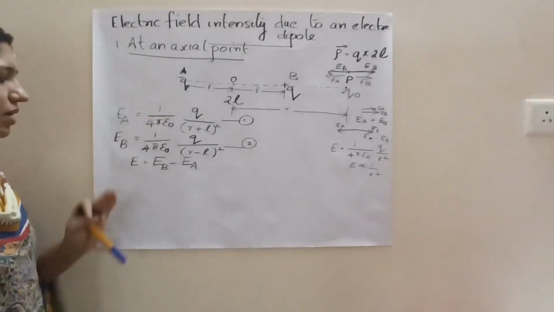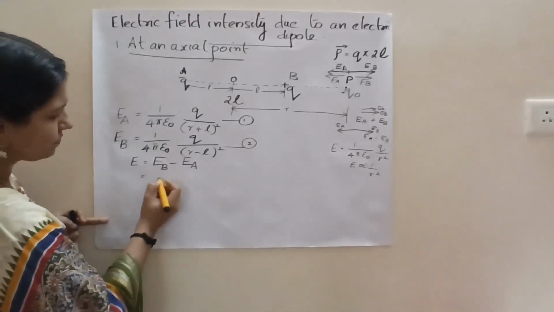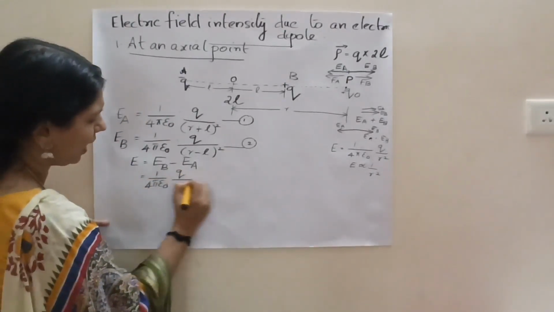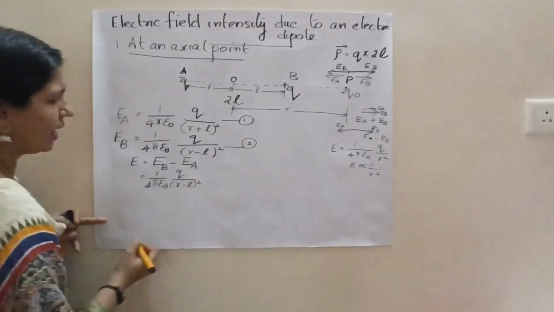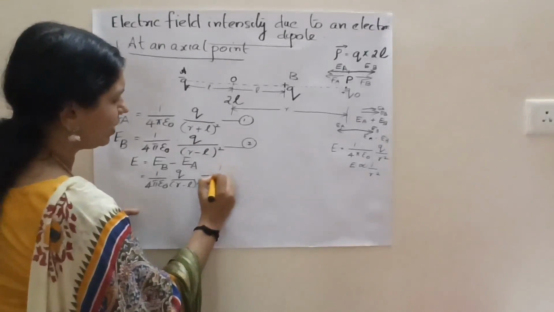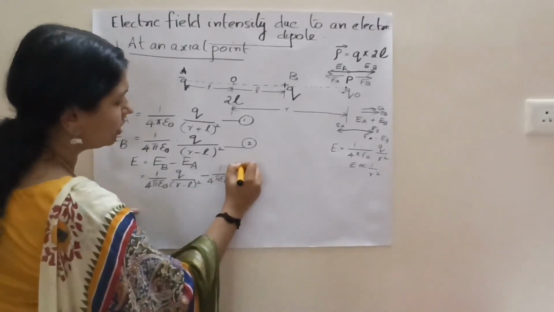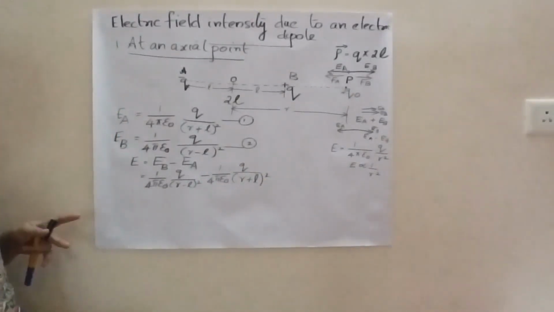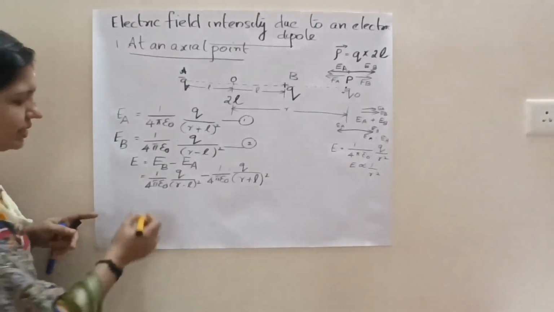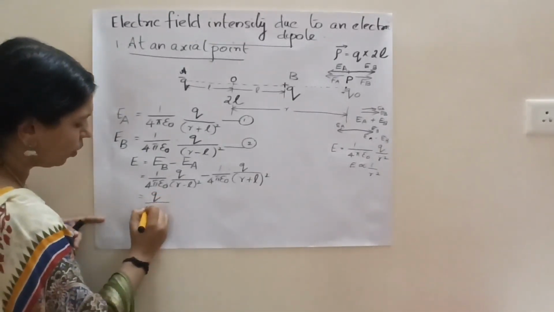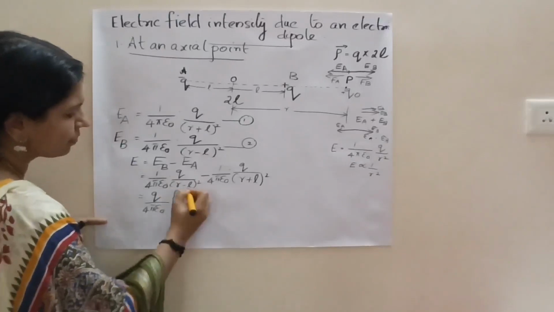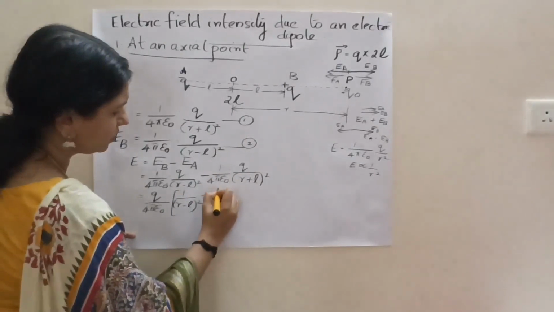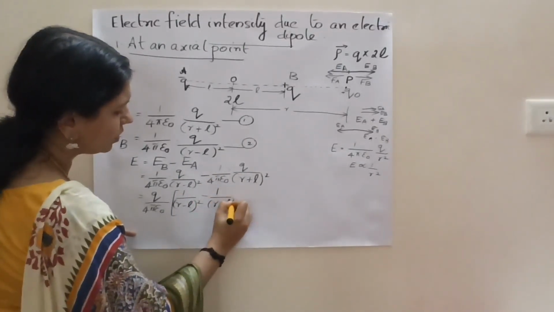So I am just copying the equations here. Please listen. 1 by 4 pi epsilon naught Q by R minus L the whole square minus 1 by 4 pi epsilon naught Q by R plus L the whole square. So what is common here? Q by 4 pi epsilon naught is common. So Q by 4 pi epsilon naught, then 1 by R minus L the whole square minus 1 by R plus L the whole square.